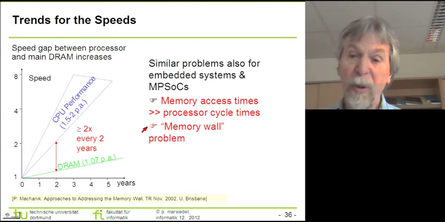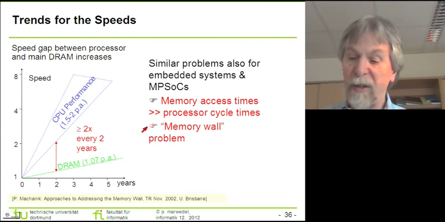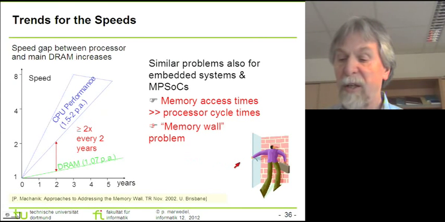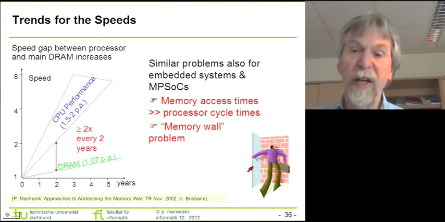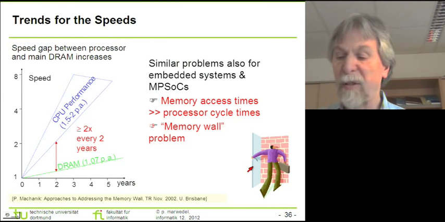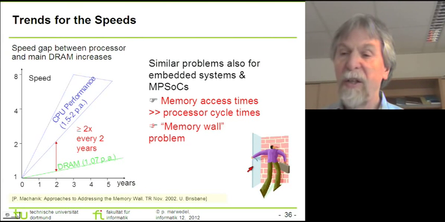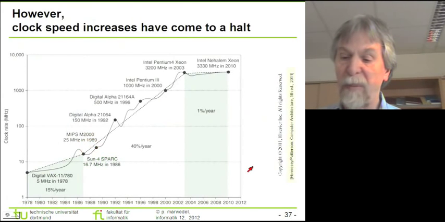The memory wall problem means that we might find ourselves in a situation where we try to find a path towards higher performance, and then quite unexpectedly we find ourselves blocked by a wall which we did not expect there. So it's very important to address this problem of the memory wall.